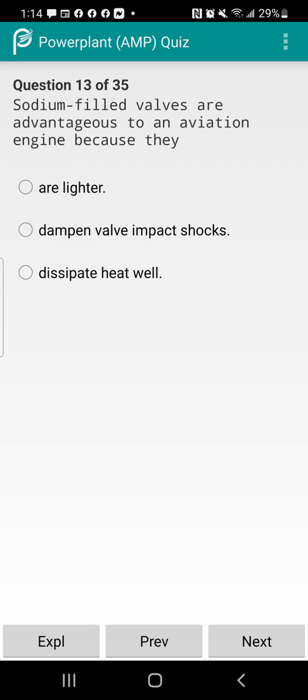Sodium-filled valves are advantageous to an aviation engine because they dissipate heat well.